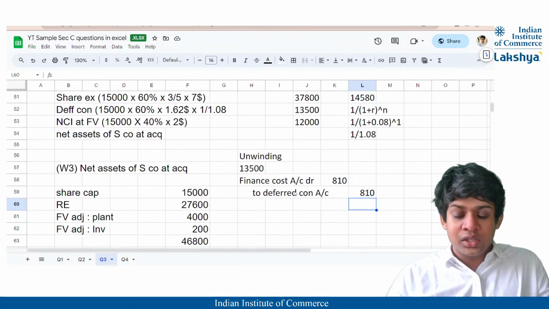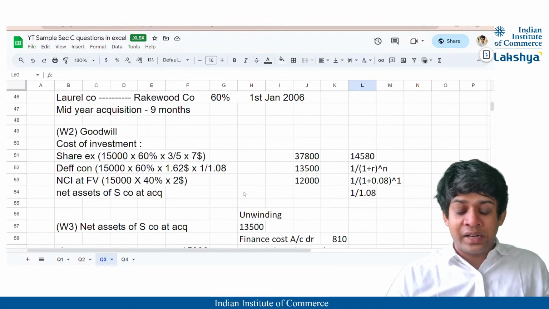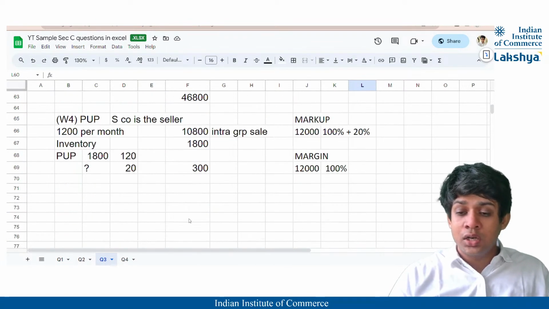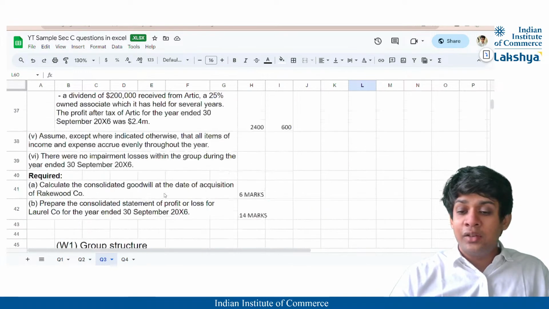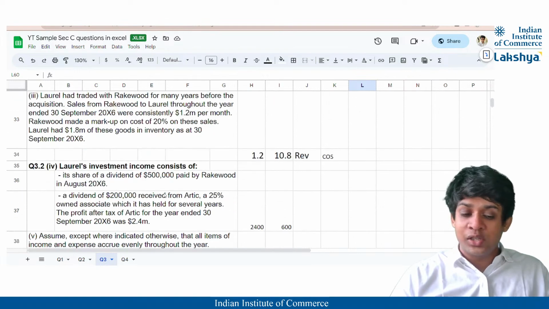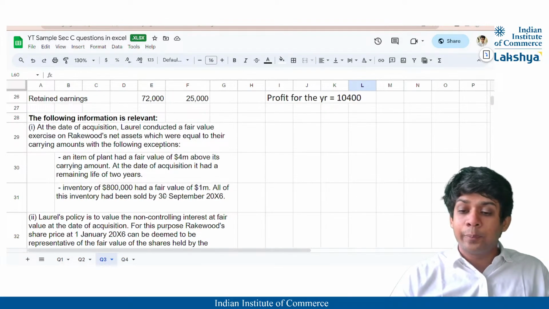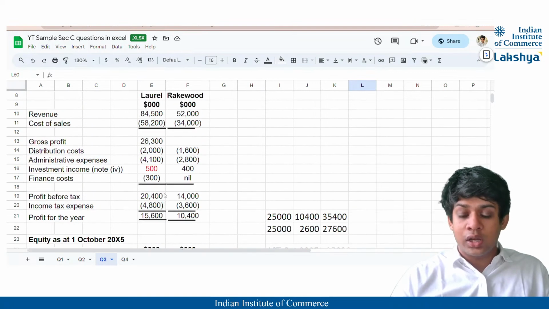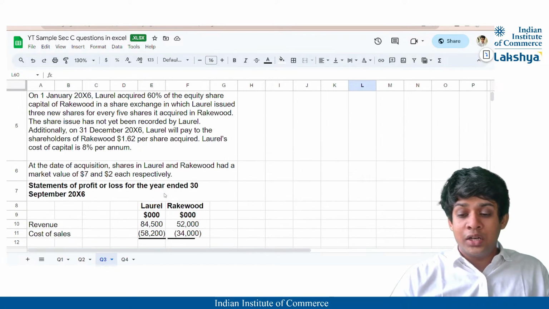I'm not doing another adjustment for unwinding. I've just specified here on the goodwill side, unwinding. I've done the net assets at acquisition of the subsidiary, and I've done the PURP calculation. I think we have completed all the adjustments which are necessary. Now we'll just prepare our statement of profit or loss. So let's get started with the preparation of the statement of profit or loss.